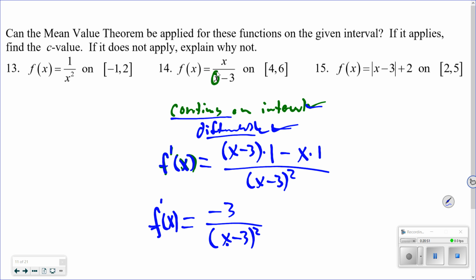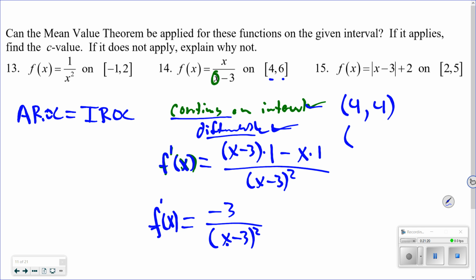So now we're actually going to find the c value. When you go to find the c value, what should pop in our head is I want to find out when does the AROC, the average rate of change, equal the IROC, the instant rate of change. Let's start with AROC. So let's find the average rate of change from 4 to 6. I plug 4 in there, find your 2 points. 4 over 4 minus 3 is 1, so I get 4. That's my point. I plug 6 in. On the bottom I get 6 minus 3, which is 3. 6 over 3 is 2. So there's my point.